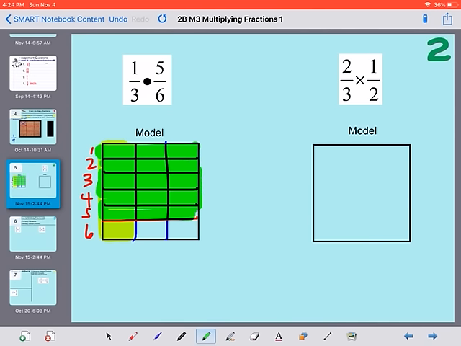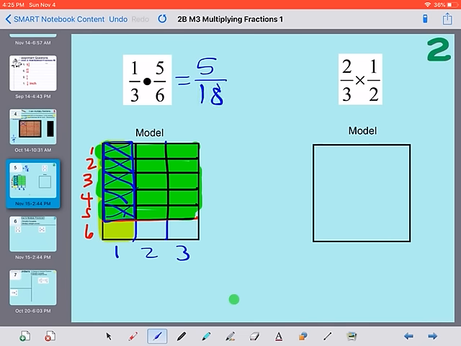So what we're looking at, 1/3 times 5/6, we're looking at which pieces are really overlapping. And we can see that right here in this section is where both of those are overlapping. The green and the yellow. So our answer to this would be 5 pieces out of really a total of, we had 6 by 3, 18 total pieces.